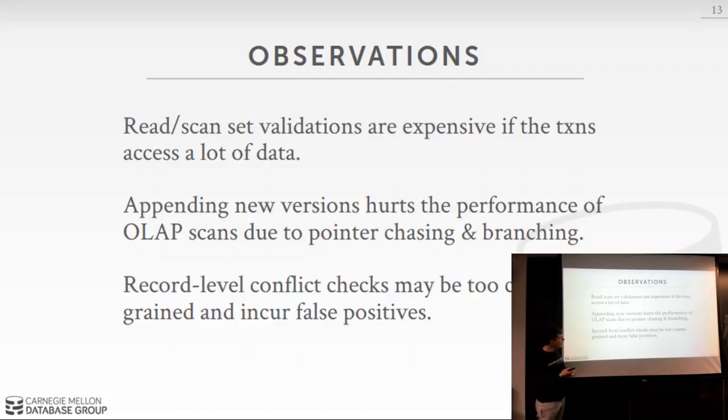And the last one is that doing record-level conflict checks, like did I write to the same thing that you wrote to, may actually be too coarse-grained for some transactions, and may end up leading to false positive aborts, or false aborts, where I think there's a conflict when there actually isn't one.